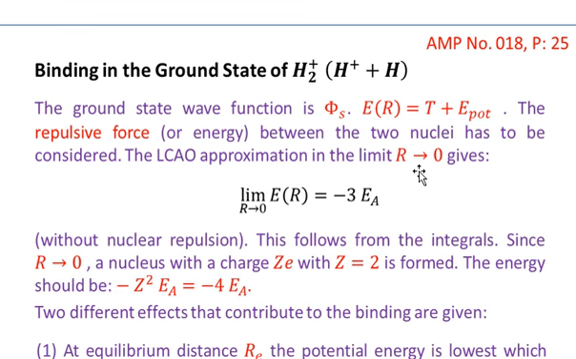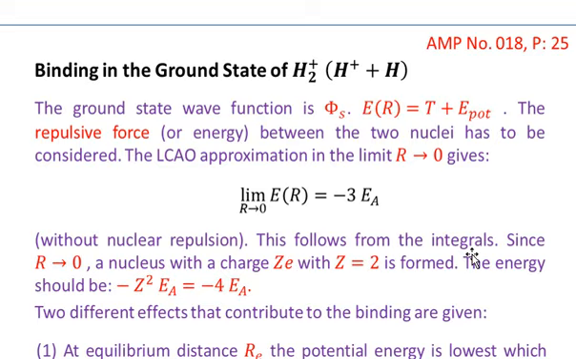So under that condition, we can write that in the limit R goes to 0, the total energy as a function of R will be equal to a constant minus 3 times EA, without nuclear repulsion. So you see that the two nuclei are very close to each other with a separation approaching 0, and then the total energy is equal to a constant value which is minus 3 times EA. And here we have not incorporated the nuclear repulsion.